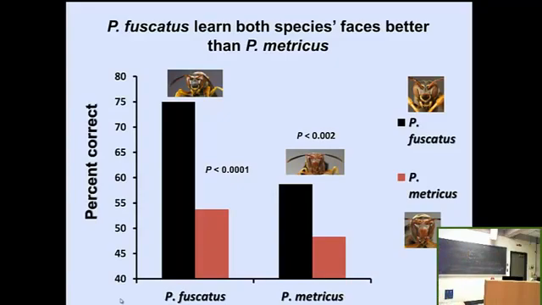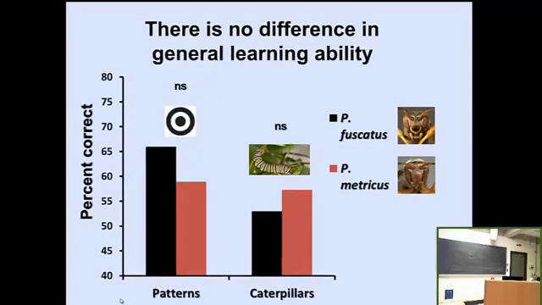So it is also important to say that there's no difference in general learning ability. Polistes metricus and fuscatus were equally able to learn the patterns and caterpillars. So it's not just that Polistes fuscatus are smart and metricus are dumb, it's that Polistes fuscatus are smart in this one special thing, learning faces.